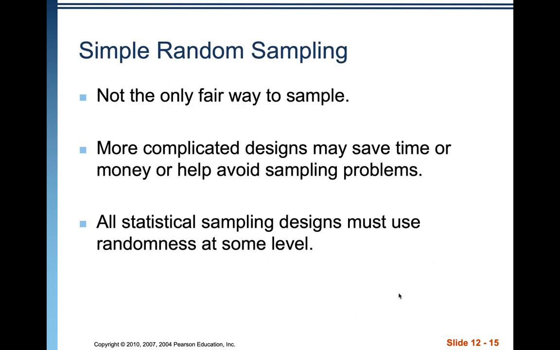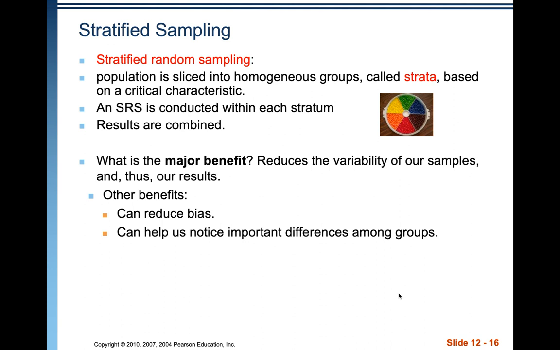Okay, simple random sampling is great. It's not the only fair way to sample. In fact, sometimes there are cases where choosing another method seems fairer. More complicated designs may save time or money, and it may help us, like I said, with equity. All statistical sampling designs, though, must use randomness at some level. If there's no randomness, then the data is likely not going to be representative.